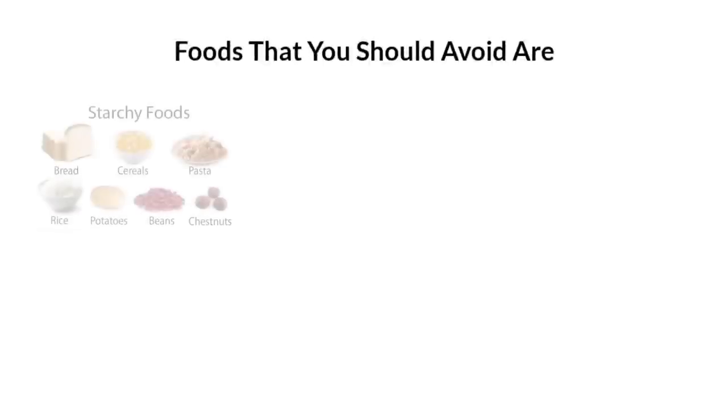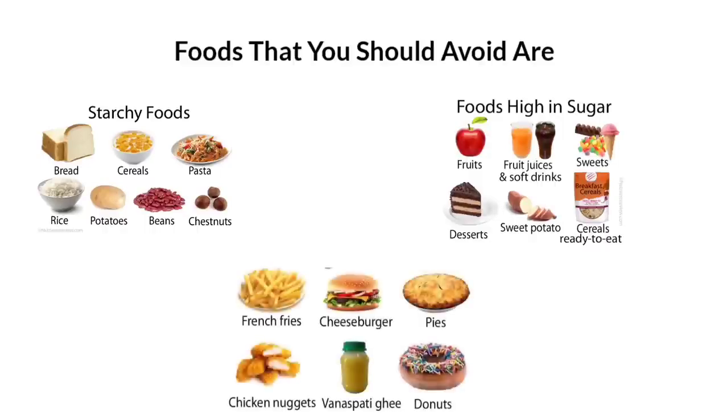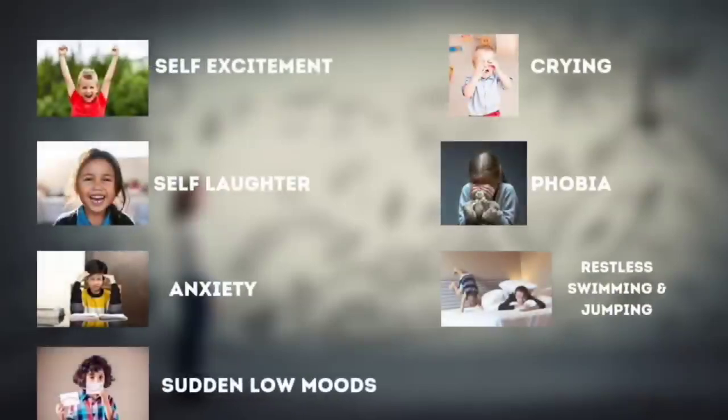But what we can do regarding yeast overgrowth is cut down on high-starch foods and high-sugary items, and very oily or deep-fried items, which are the real food behind fungus overgrowth. That way we can surely control the yeast overgrowth and get rid of the symptoms arising from it. Yeast overgrowth can cause a lot of symptoms like self-excitement, self-laughter, anxiety, mood changes like sudden low moods, crying spells, phobia, and even restlessness, swimming, running, jumping, everything comes under the symptoms of yeast overgrowth.